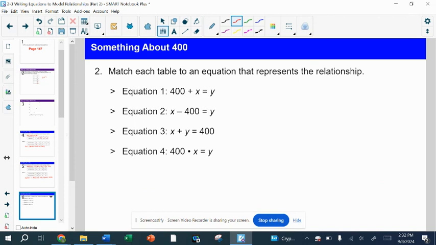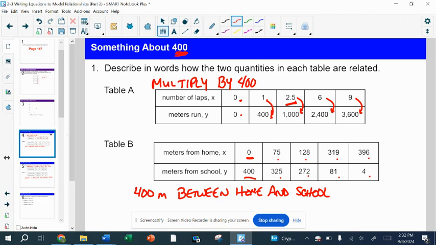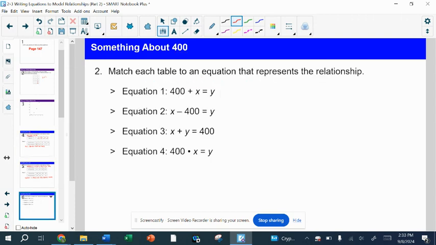So what we want to do is take a look at what we figured out for those four tables and figure out which one of these equations matches up with each one of them. Starting with the first one, table A is probably the easiest one to see because this is the only one that had anything to do with multiplying. So if I look at these four options as equations, the only one that has multiplying is equation 4, right? 400 meters for every lap gave us our total distance. That's table A.